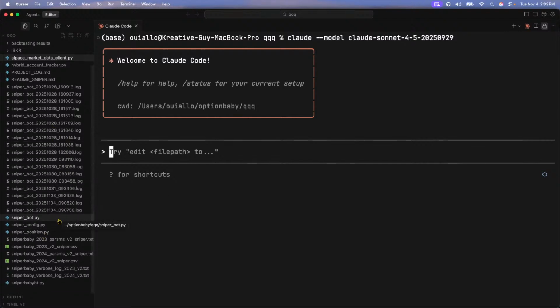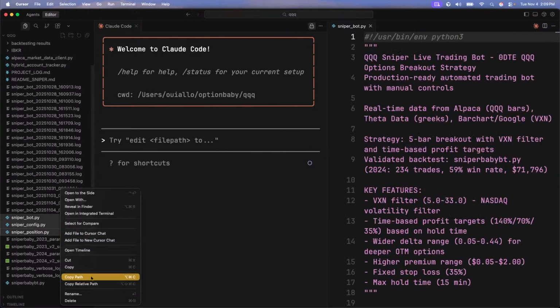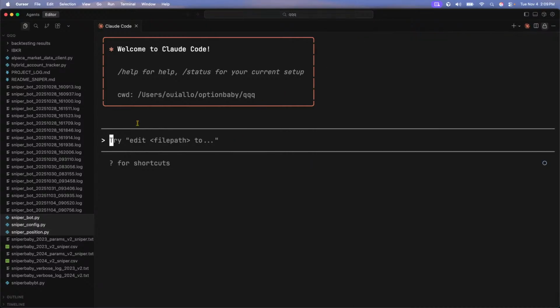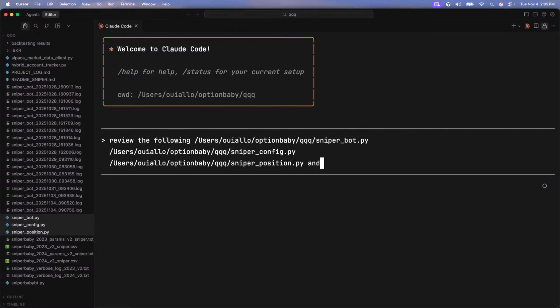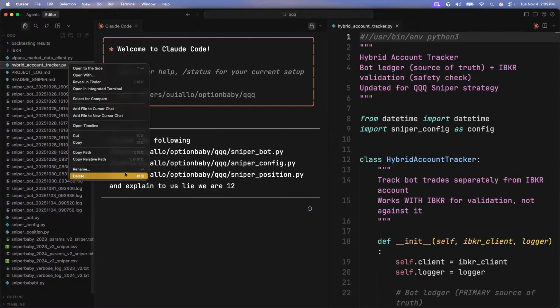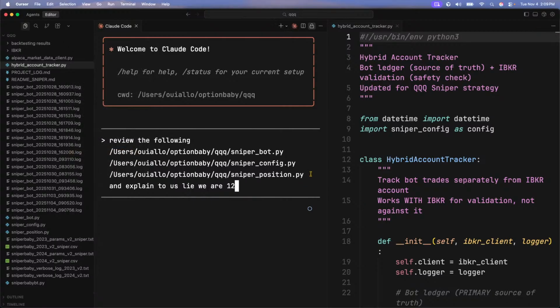Let's introduce, I almost said ChatGPT, let's introduce our code to Claude. So: review the following and explain to us like we are 12. You also sniper. Yep, same thing.